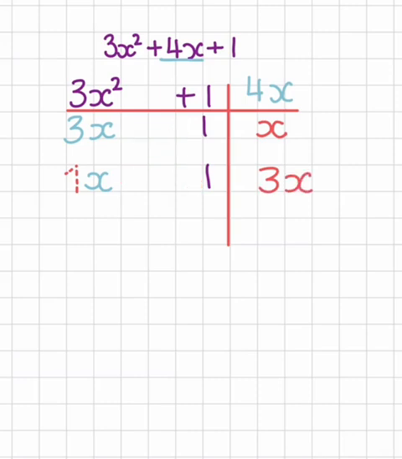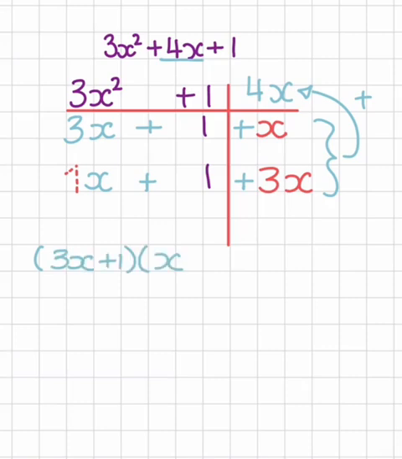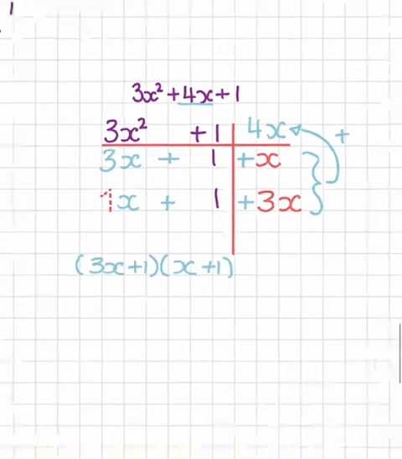Then when we get to the other side, we have to ask ourselves, what must the signs of these two numbers be so that they will give me 4x when added together? In this case, both of them need to be positive. All that means is that I take that sign across to the other side, and there are my two brackets, 3x plus 1 and x plus 1. So that's the first one done and dusted.